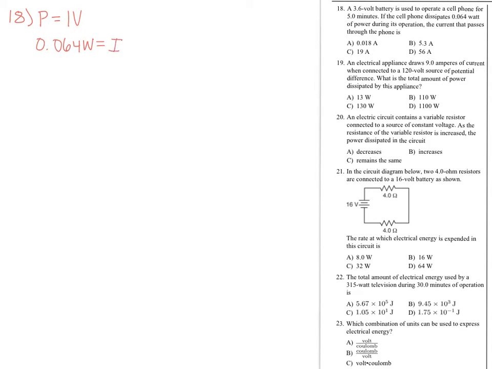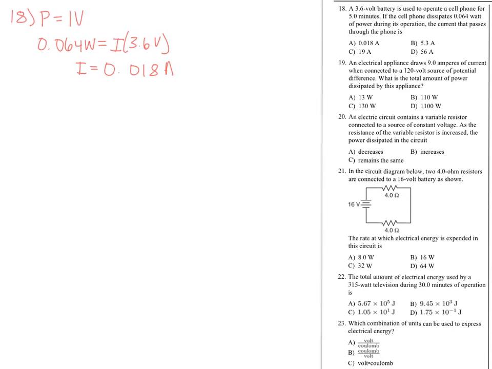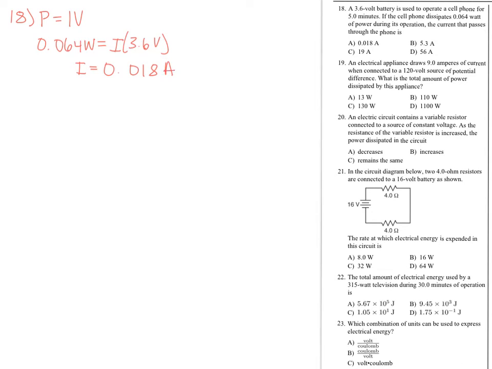Looking for current, we have a 3.6 volt battery, 0.064 divided by 3.6. I should get this number. Oopsies. Should be choice A. Alright. Number 19.